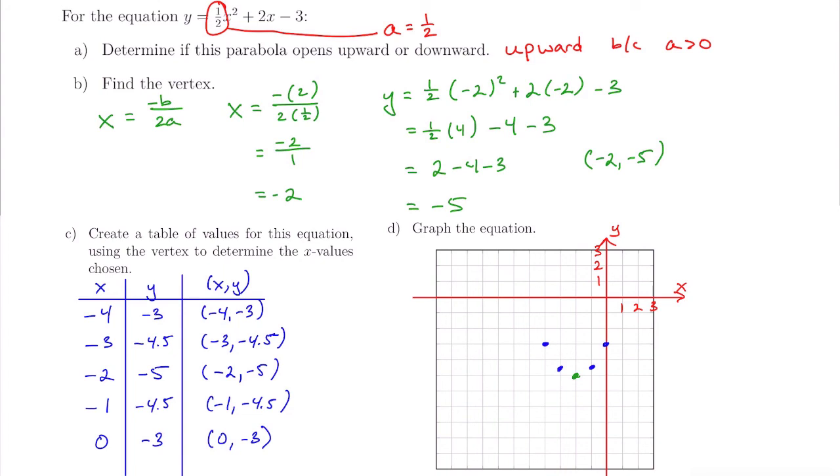So the 2 points that are 1 x coordinate away from the vertex should be at the same height, and then the other 2 points that are 2 x values away from the vertex should also be at the same height, which they are. So not only do we have it opening upward, we do have the symmetry we would expect to see. So to finish, we will connect the dots in a nice smooth sort of way. We will not use a ruler to connect the points on a parabola.